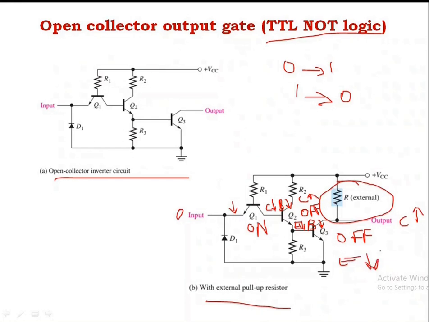So the collector is high. What is my voltage? If I am giving 0 as my input, I am getting a high voltage. So 1. Similarly, you put 1 in this circuit and see.